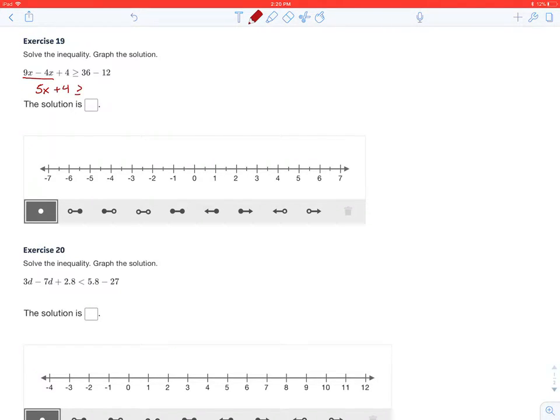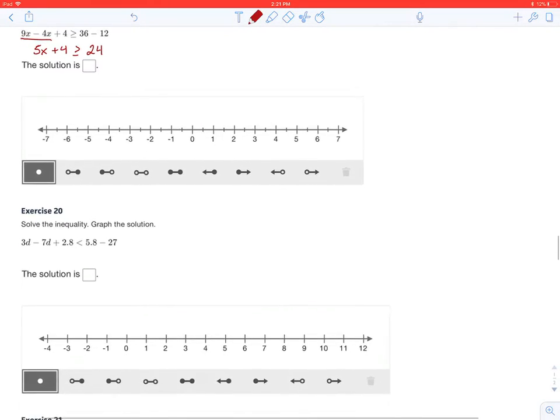And then on the right side, 36 minus 12, those are both whole numbers, they're integers. So we can simplify that as well, and it turns that problem into a two-step inequality. Now we have 5x plus 4 is greater than or equal to 24. Looks a lot similar to the type of questions we've been doing, so it's a lot easier to comprehend now. We're just going to treat this as a two-step inequality, and then you'll graph your solution.